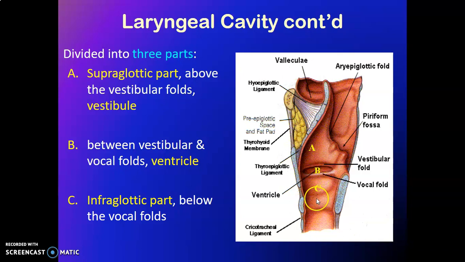And you can appreciate the epiglottis, the hyoepiglottic ligament connecting the epiglottis to the hyoid bone. Then there's the thyroepiglottic ligament connecting the epiglottis to the thyroid cartilage. This is the thyroid cartilage, and this is the cricoid cartilage. And there's the pre-epiglottic space, and the aryepiglottic fold of the epiglottis. The mucosa on the anterior surface of the epiglottis covers the base of the tongue, and that invagination of the mucosal fold from the anterior aspect of the epiglottis to the tongue forms a potential space which we call the vallecula.